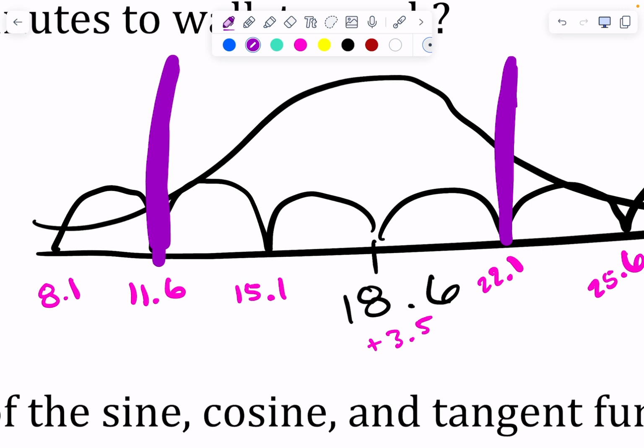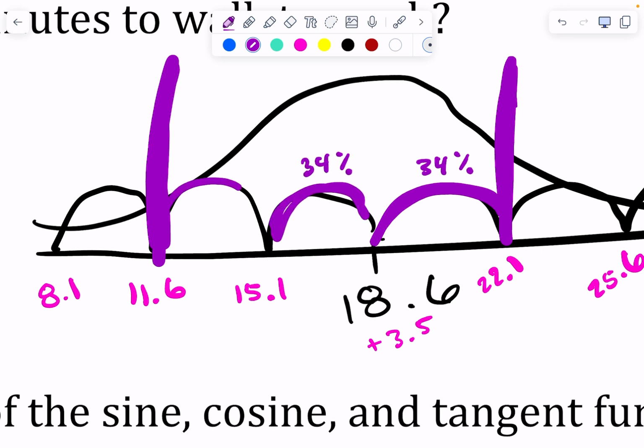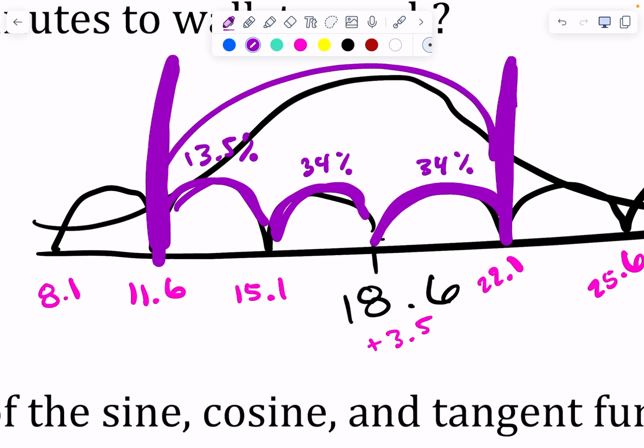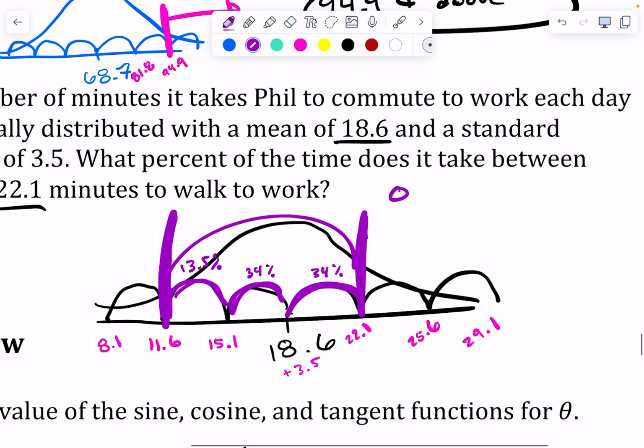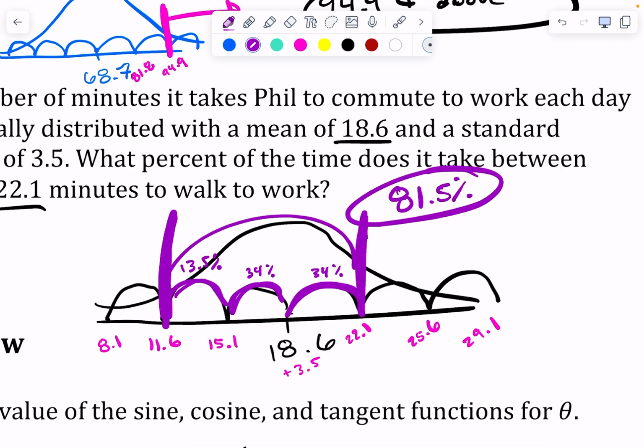They're not in the same spots, okay? So what percent is here? That is 34. What percent lives in this window? 13.5. So approximately what percent lives between those two? 68 plus 13.5, which is 81.5%. Do you see how we did that?